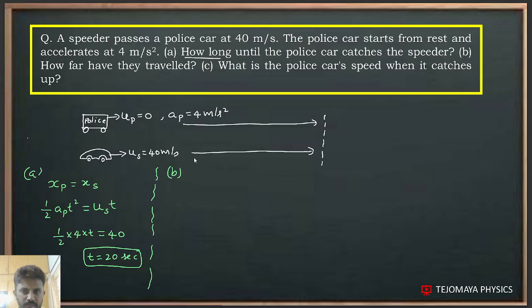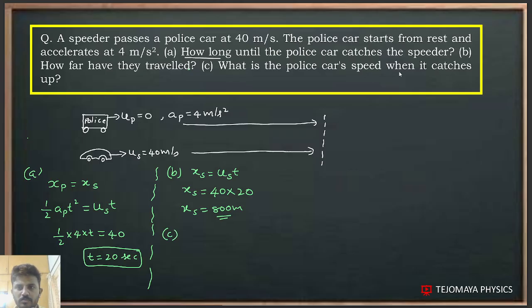Question B. How far have they traveled? You can write xp or xs. So xs is equal to us into t. What is us? us is 40 into 20. So 800 meters. Is it correct? 800 meters, distance traveled. Yeah, correct.